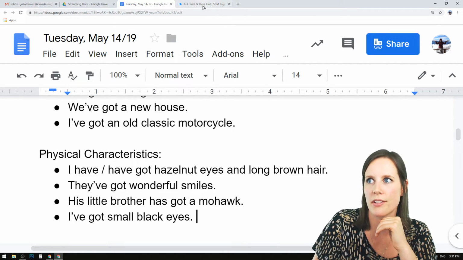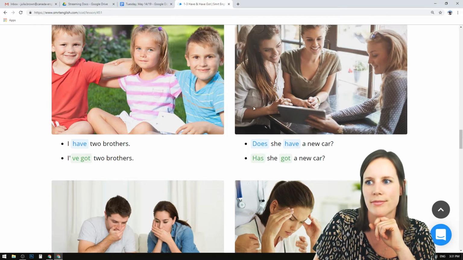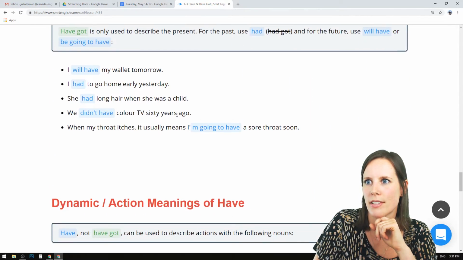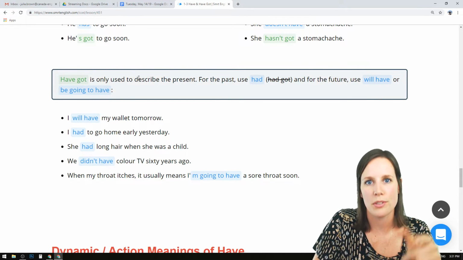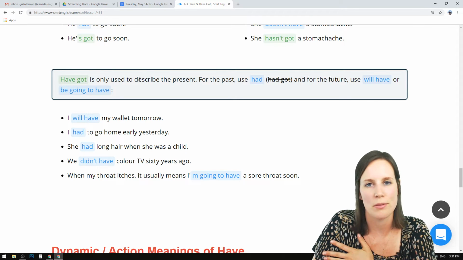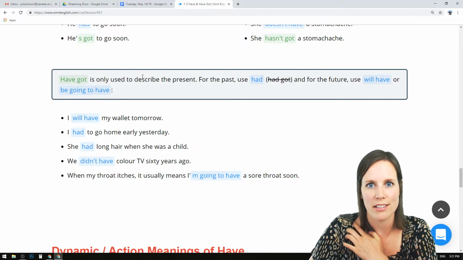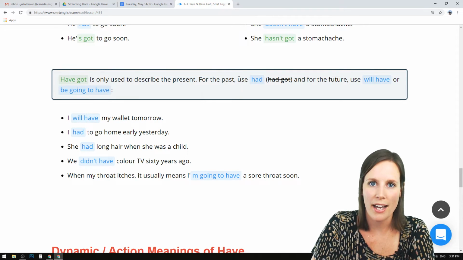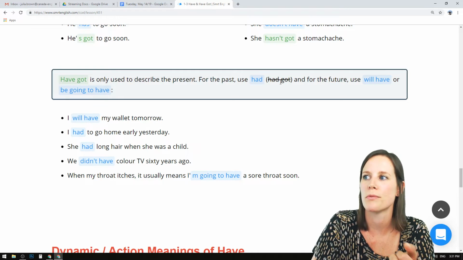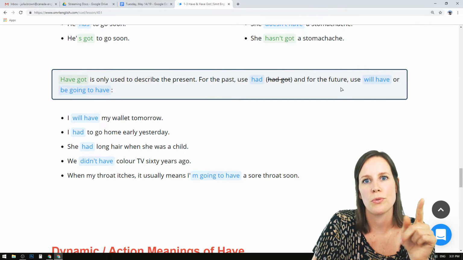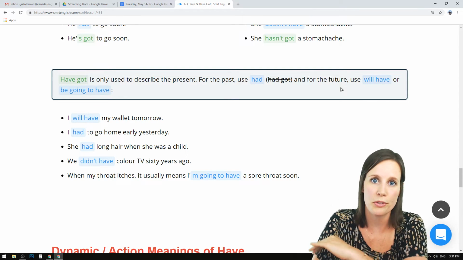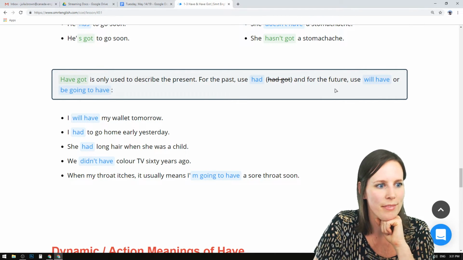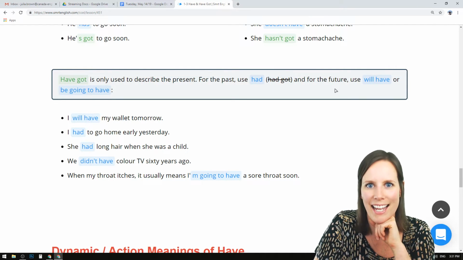So we'll go back to the document to reiterate that point. As you can see here, have got is only used to describe the present. This is very important because we can't use it in other tenses, okay? If we're talking about the past and had is your main verb, we would use had, not had got. For future, we need to use will have or be going to have. We do not use have got for future or past, just present. You cannot say had got, just had, okay?